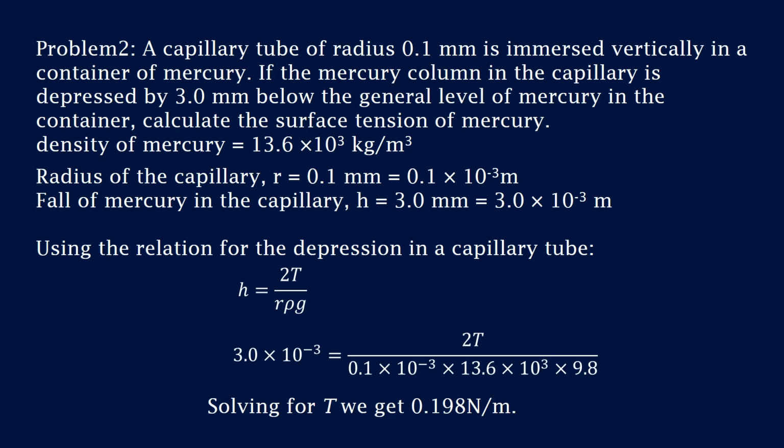Fall of mercury in the capillary, that is h, is equal to 3 mm, which is equal to 3 into 10 raised to minus 3 meters. Using the relation for the depression in a capillary tube, h is equal to 2T upon r rho g. On substituting the values and solving the equation, we get T as 0.198 newtons per meter.